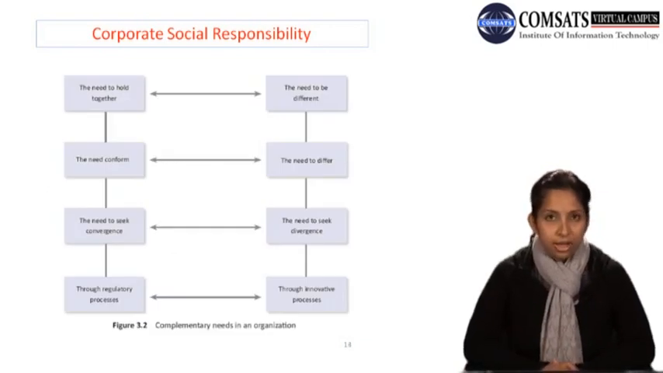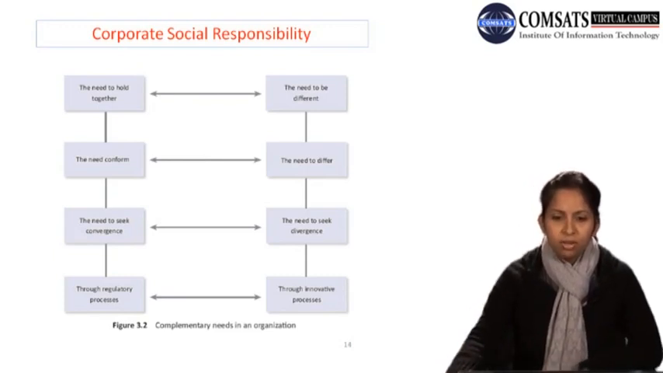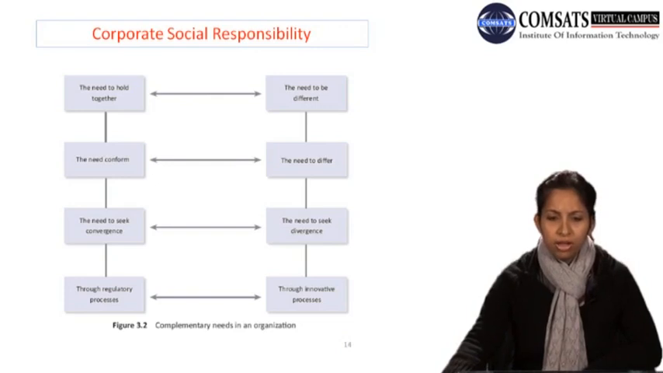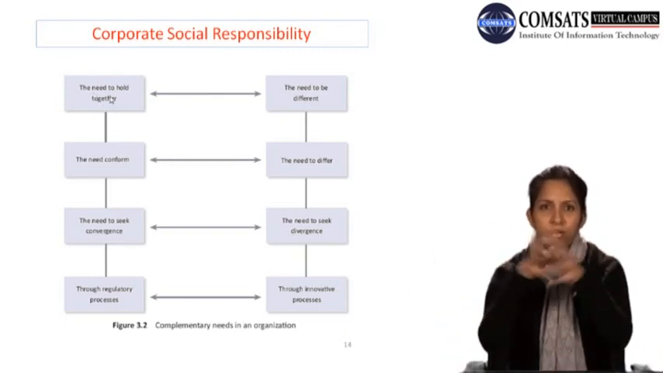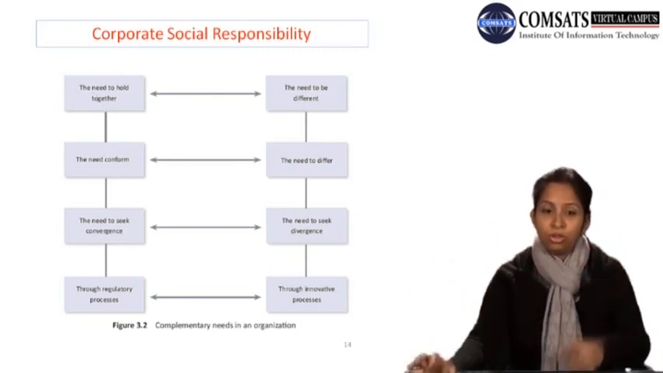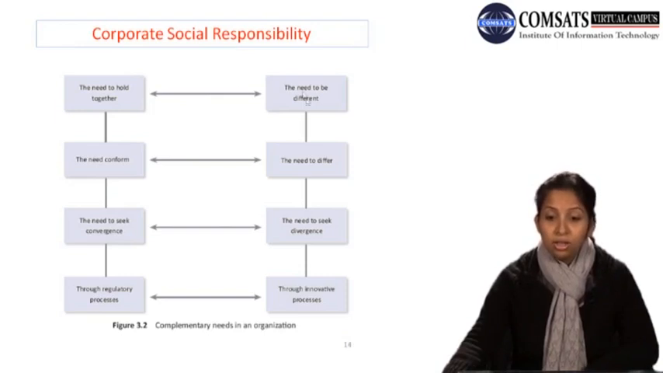Now, for our very last slide and to finish off the lecture today, we just want to talk about the various different needs that the organization has. And some of them are at opposing ends as well. For example, the organization needs to hold together because when everybody comes together and works together, only then will goals be accomplished. On the other hand, the organization needs to be different in terms of the product that they're offering. Similarly, the organization needs to conform. And on the other hand, the organization needs to differ as well.